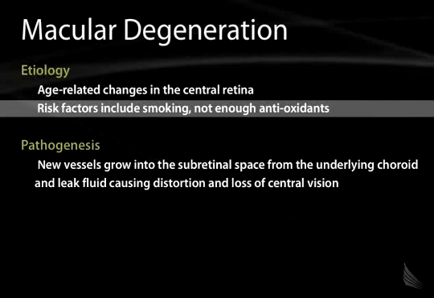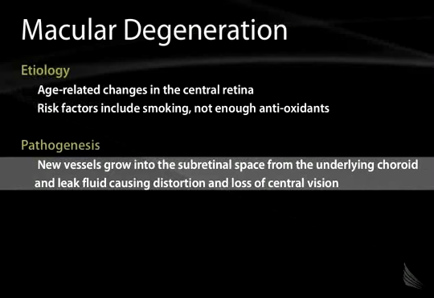It's due to age-related changes in the central retina, and you have risk factors for it, including smoking, not getting enough antioxidants. The pathogenesis is that new vessels grow into the subretinal space. This is different from diabetic retinopathy, where they form into the retina and into the vitreous. These are vessels coming underneath the retina. They leak fluid and they cause distortion of the overlying retina, giving you distorted vision centrally.